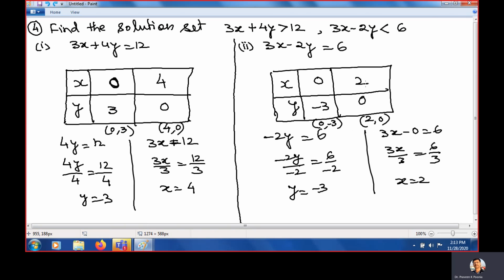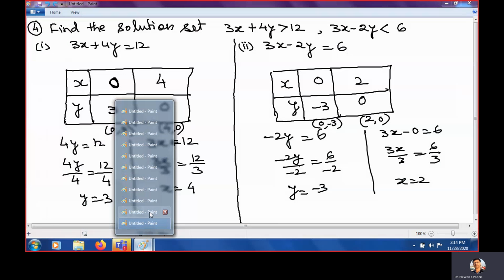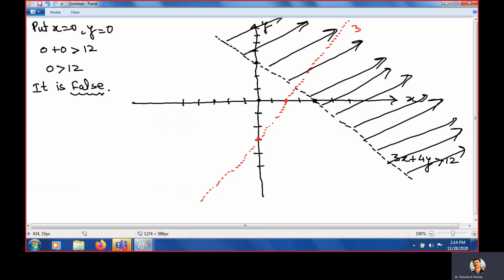Now for the second line, it is 2 and minus 3. Let us choose the red color. 2 and minus 3 here. Because it is also not equality, let us make it a dotted line. So this is the line 3x minus 2y less than 6. This is the line.